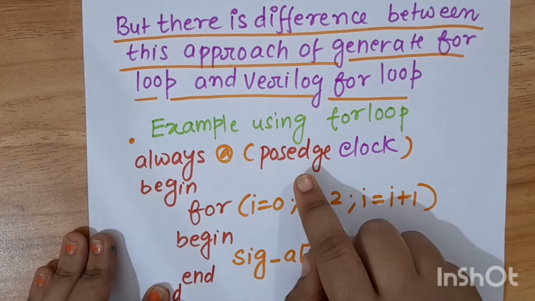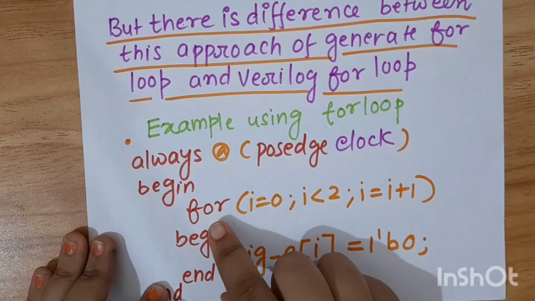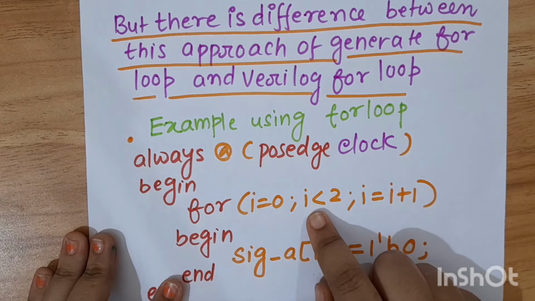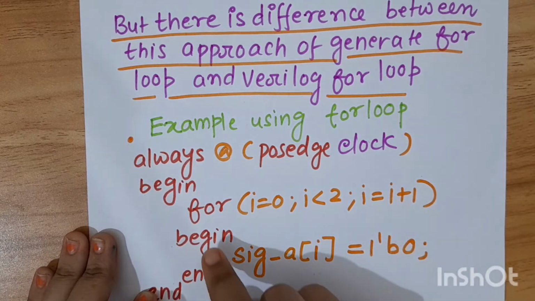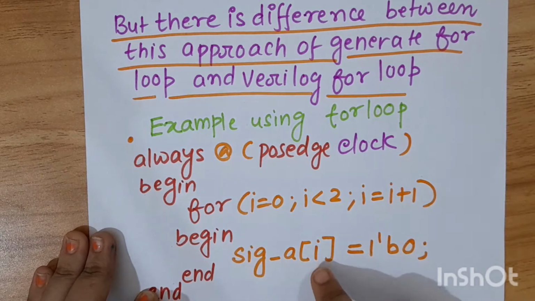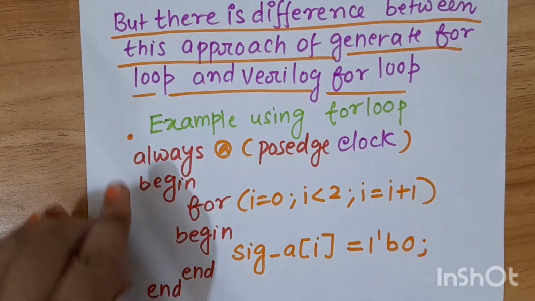Always @(posedge clock), begin for (i = 0; i < 2; i = i + 1). Now we will have a begin-end statement. Inside the begin-end statement, sig_a[i] = 1'b0; and here is the end for the begin statement.